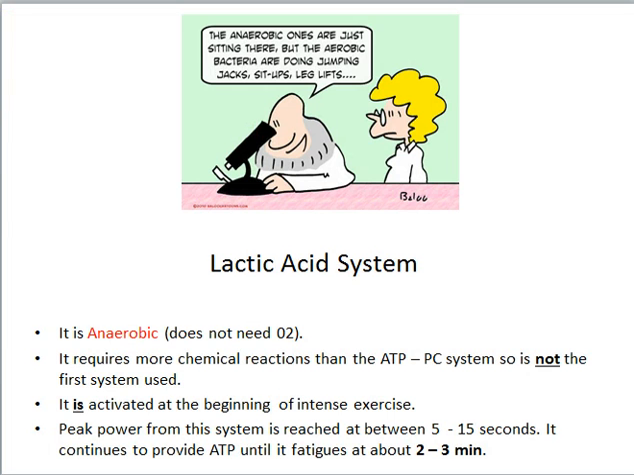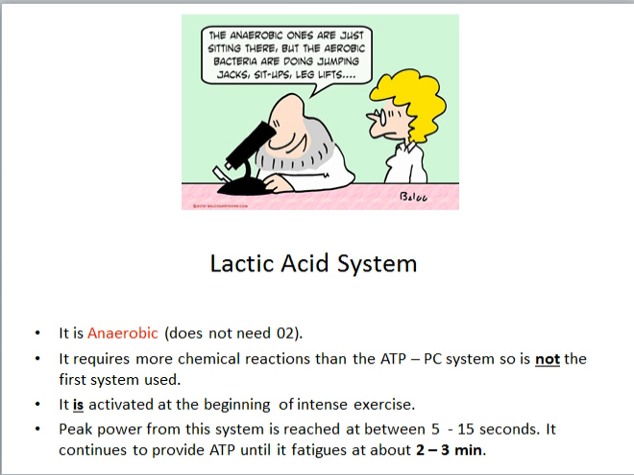So, lactic acid system, or anaerobic glycolysis, is anaerobic, meaning it does not need oxygen to produce ATP. It requires more chemical reactions than the ATP-PC system. That's why it's not the first system used like the ATP-PC system. It takes a little bit more time. So like I was telling you in the last video, the ATP-PC system is always recruited at the onset of exercise because it takes a little bit for the other systems to engage. It is activated at the beginning of intense exercise, all right?